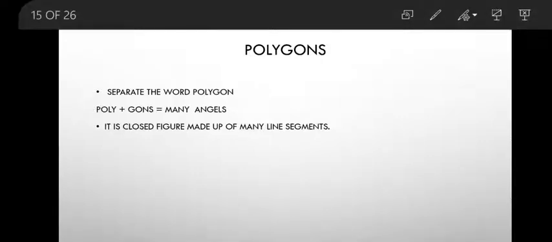Next, polygons. What are polygons? Separate the word polygons. Poly plus gons: poly means many, gons means angles. It is a closed figure made up of many line segments. A closed figure made up of many line segments is known as a polygon. Okay.